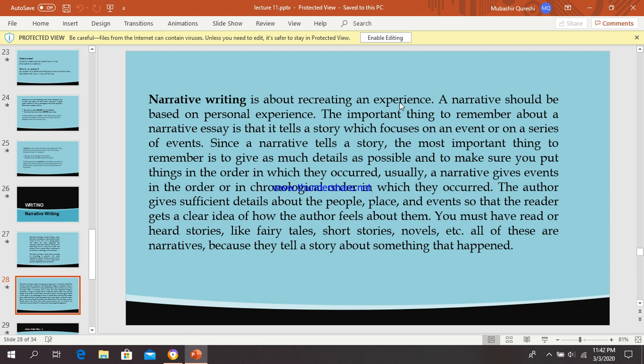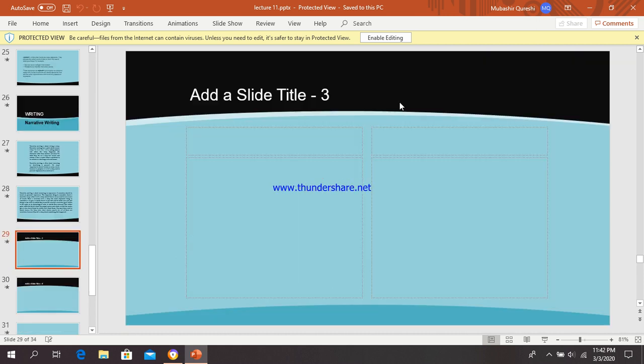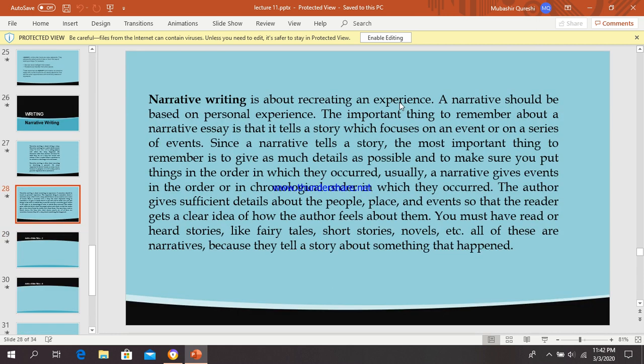You must have read or heard stories like fairy tales, short stories, novels, etc. All of these are narrative because they all tell a story about something that happened.